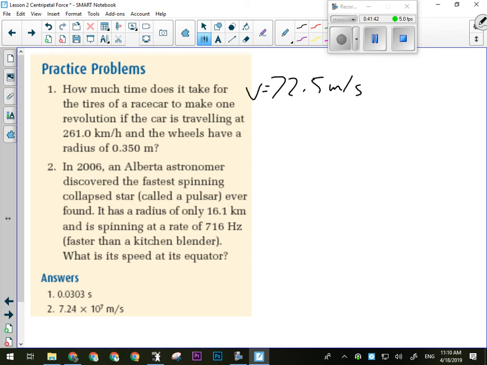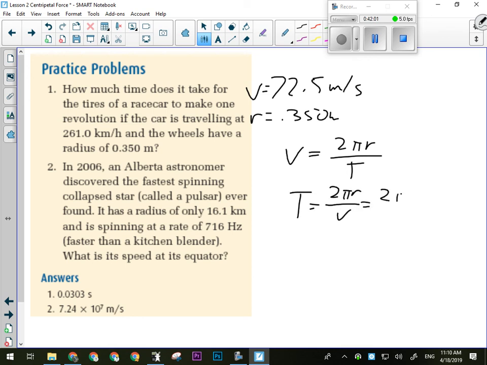We're told that the wheels have a radius of 0.350 meters. So we're looking for how much time it takes for them to go around one time. So we're looking for the period. V equals 2 pi r over t. So we're just going to swap v and t here, so t will equal 2 pi r over v. So 2 times pi times 0.35 divided by 72.5. That'll give us our period of 0.0303 seconds. Everybody okay with number 1?